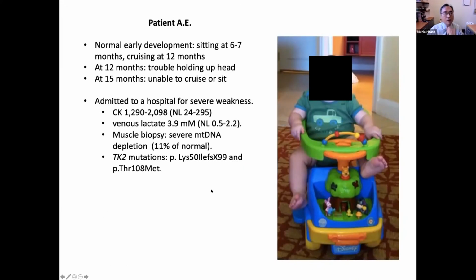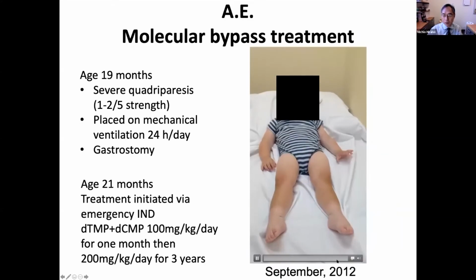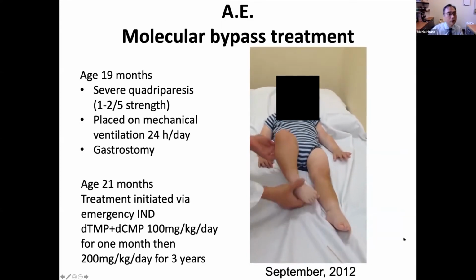So he was admitted to a local hospital and found to be very weak with a very high CK and elevated lactate, and muscle biopsy showed severe depletion, and whole exome sequencing revealed compound heterozygous mutations in TK2. So I'm going to stop the sound here.